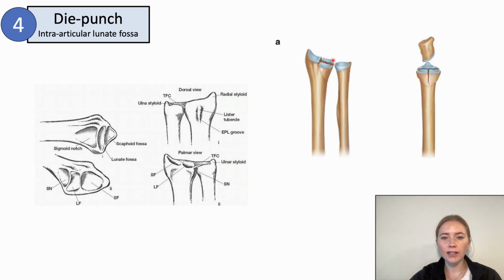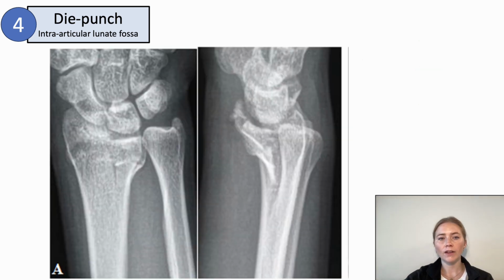You can see here a diagram of that, and this is a die punch fracture. You can see the lunate there, and force has caused it to punch downwards into its lunate fossa, and it creates this lunate-shaped depression. You can see two examples of this here, where there's an intra-articular fracture that extends into the lunate fossa with associated depression of the lunate fossa. You can see it's a lunate-shaped depression in the distal radius, and that there's a small step-off deformity.